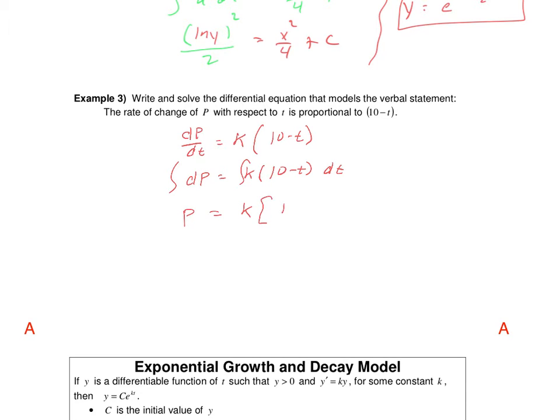My antiderivative of 10 is 10t. Then I've got t squared over 2 plus c. P is already by itself. So if you wanted to distribute your k, you are more than welcome to. And then we have our P.